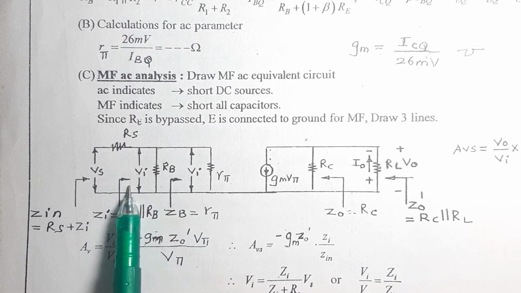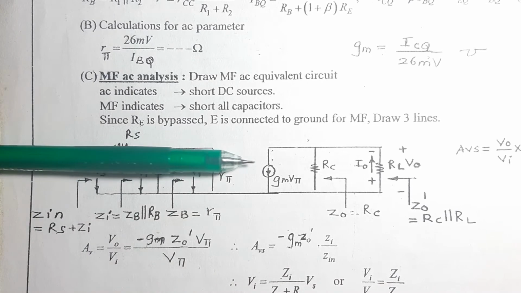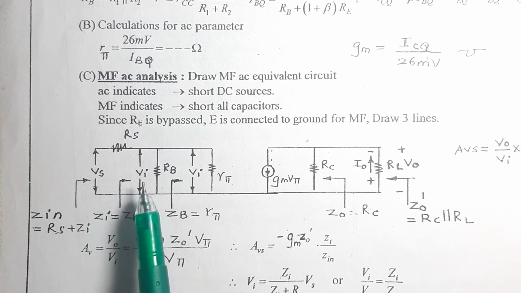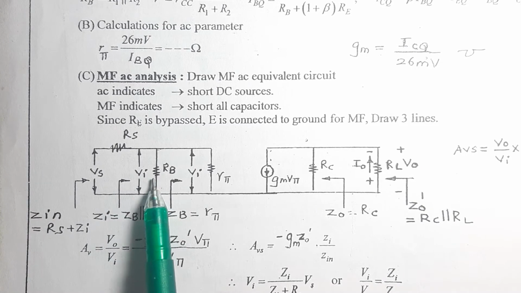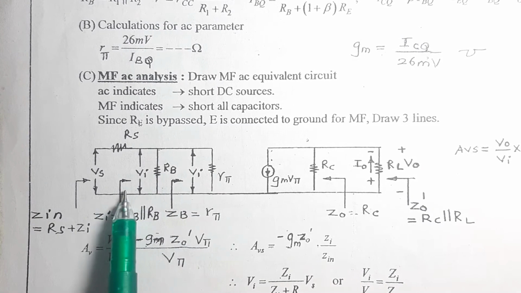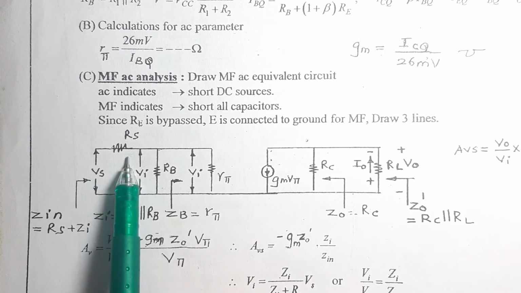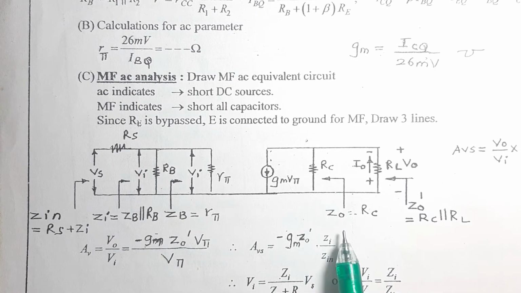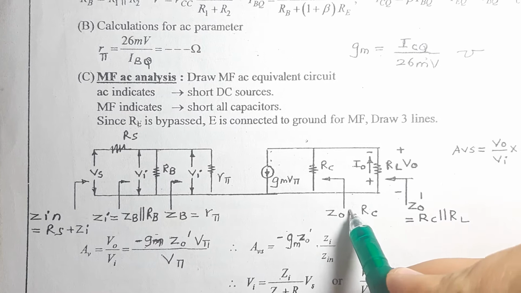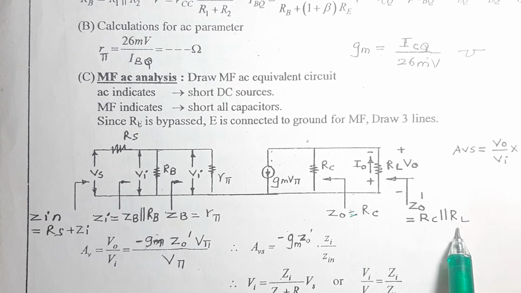Now coming a step behind, if I am standing over here and looking into the network, looking inside. So here if I am naming it as ZI, it is nothing but RB parallel R pi, and then if I come one step back, it is named as Zin, which equals RS plus ZI. Similarly, if I come over here, the value of output impedance ZO is equal to RC, and ZO dash is nothing but RC parallel RL.